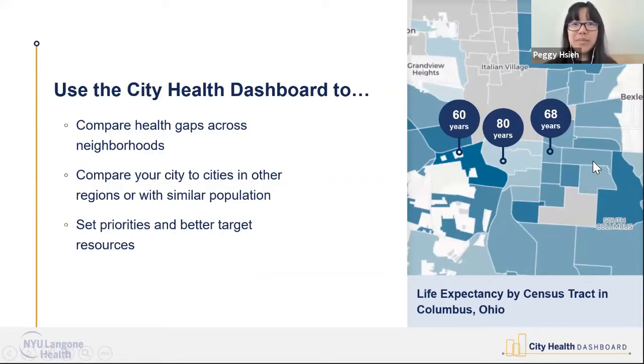The City Health Dashboard can be used in a variety of ways. You can use it to compare health gaps across neighborhoods, compare your city to cities in other regions or with similar populations, as well as set priorities and better target resources. As you can see on the image on the right here, this shows life expectancy by census tract in Columbus, Ohio. And you can see how even in census tracts that are right next to each other, life expectancy can really vary. And so these are the types of differences that you can see through the data that we provide on the dashboard.